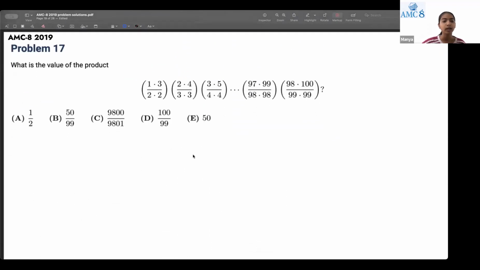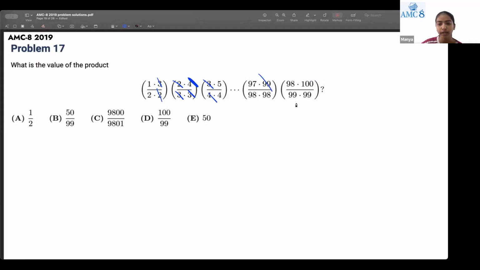Problem number 17. What is the value of this product? So they gave us all of this, but we don't need to solve all of this. We need to find a more efficient way to solve this. So we can start off by canceling these out since multiplication and division both cancel out. So we can do this, just cancel out the 3, 3, 4, 4.